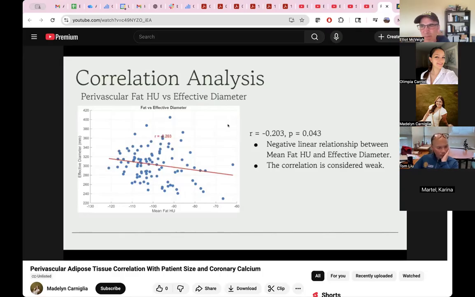Now, is there any correlation between the diameter and the calcium score, calcium volume?